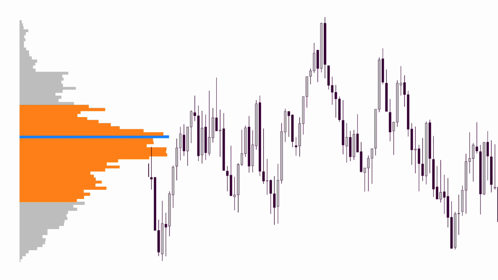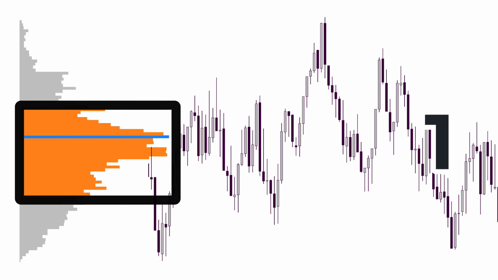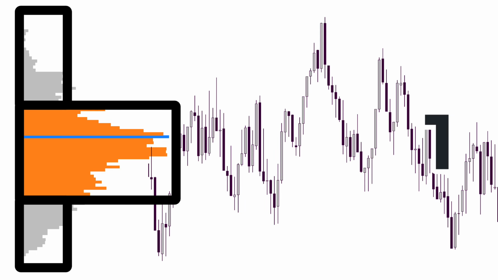So when you open a profile, read it in this order. First, the shape. Fat middle, thin edges. That's a market that agrees with itself.